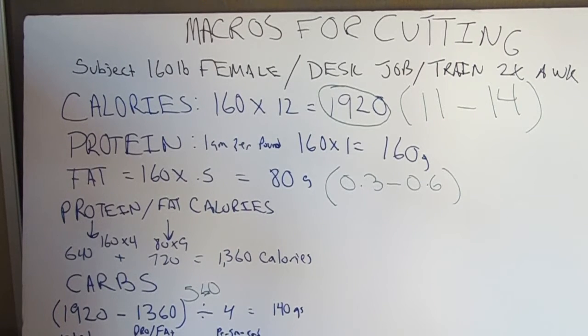The next thing we have to do is figure out how many grams of protein she's going to get a day. We're going to play it in the safe zone here, and we're going to go 1 gram per pound of body weight. So she's going to get 160 grams of protein a day.